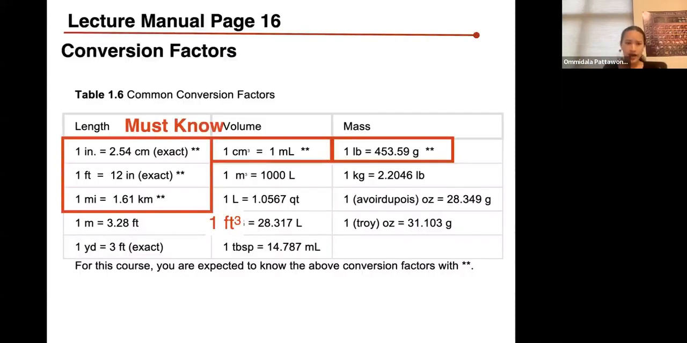This list right here that I squared in red is the one that you are going to carry on with you in this term to the next.